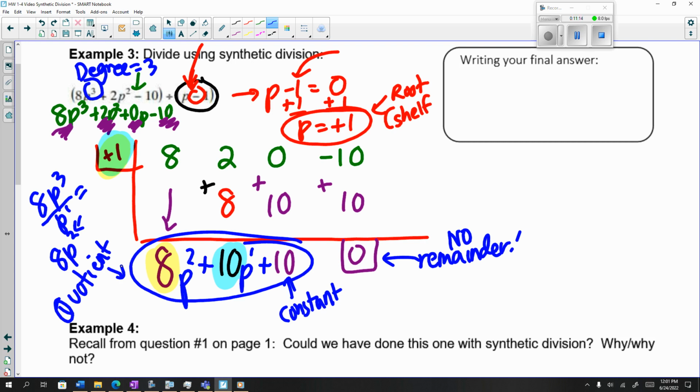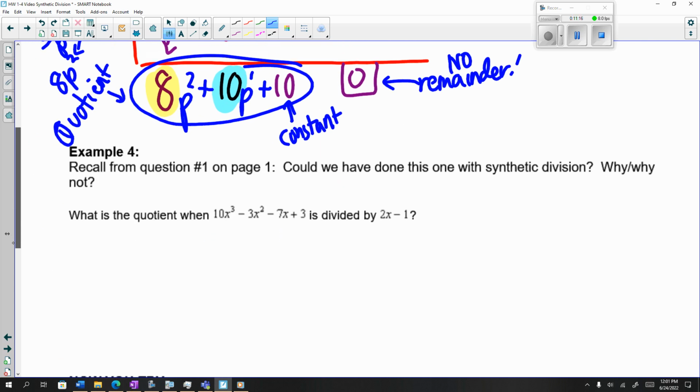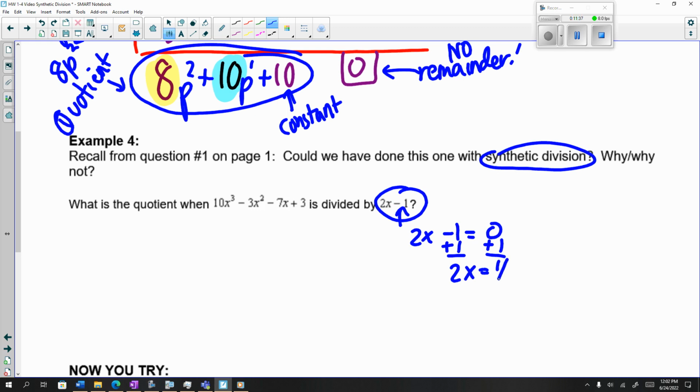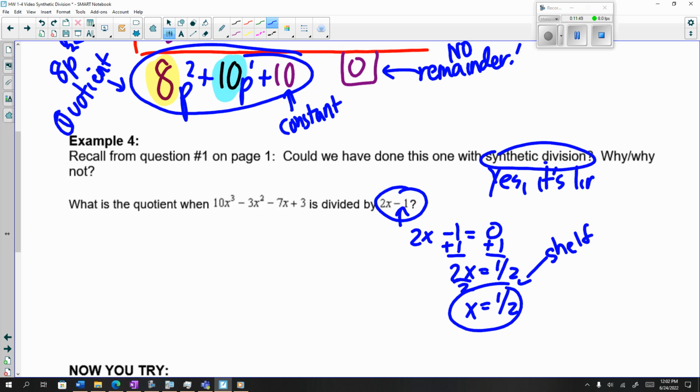The last thing I want to mention before you try one, in example 4, it says, recall from question number 1 from page 1 of our homework today. If you look back at that one, we already got the answer. It says, could this have been done with synthetic division? Why or why not? Do you see that when we're dividing on this one, you have 2x minus 1. You could have done this one, but when you solve it, you're going to get 1/2. So keep in mind then you would have had to put 1/2 on the shelf. So this could have been done. Yes, it's a linear divisor. So it could have been done, but the number on the shelf would be a 1/2.